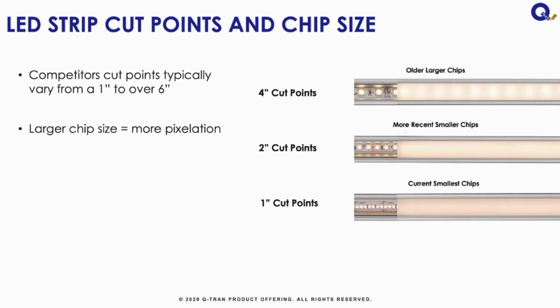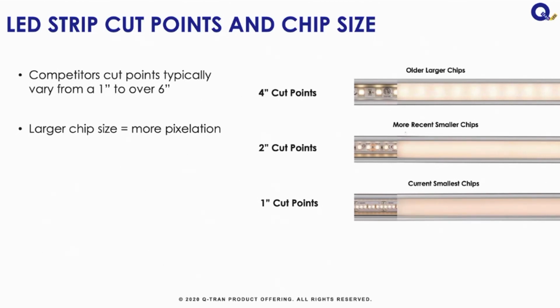Looking here, our competitors typically have cut points that range between 1 inch and over 6 inches. The larger the cut point, the more difficult it'll be to build a finished fixture that is very precise for your projects. Another feature I want to show here is the different size of the chips. The 4-inch cut point in this example has a large 5050 chip. And as we can see, even behind a diffused lens, the spacing, or the pitch, plus the size of the chips, do give a large pixelation.